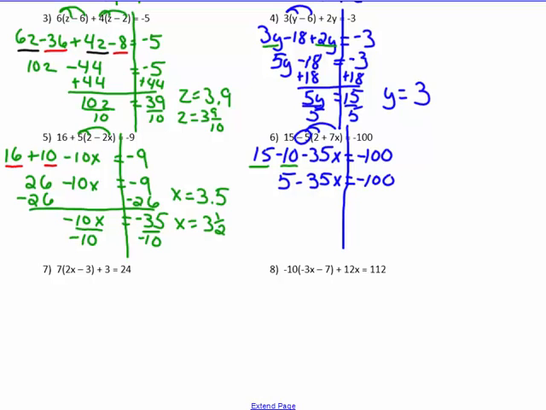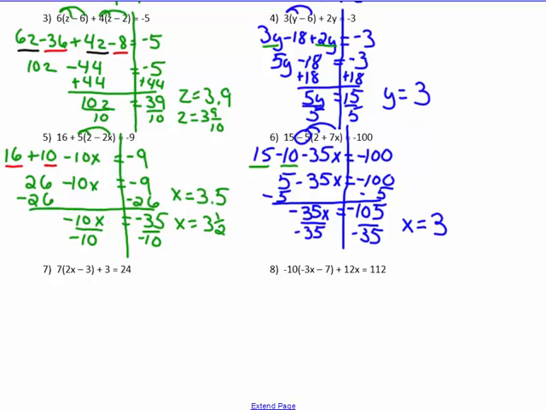Cancel the constant. It's a positive 5 because this negative goes with the 35, not the 5, so I'm going to subtract. So negative 35x. These are the same signs, so I'm putting them together, negative 105. Now I have to divide by negative 35. So x is equal to 3, because a negative divided by a negative is a positive.